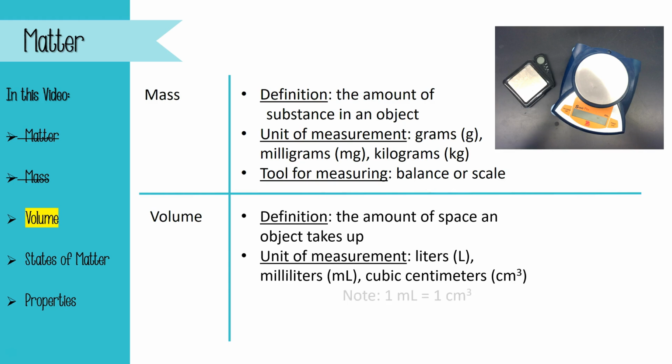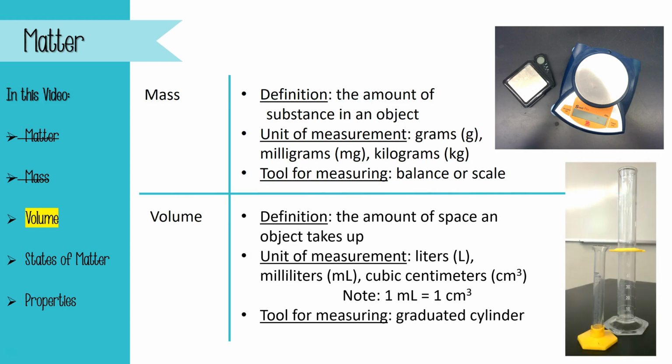If you'd like to measure volume, usually we use a graduated cylinder. Just like with the balances, certain graduated cylinders are set up for certain amounts. So the smaller one only measures 10 milliliters, while the larger one measures 100 milliliters. You could also use a beaker to measure volume, but they are not very accurate.